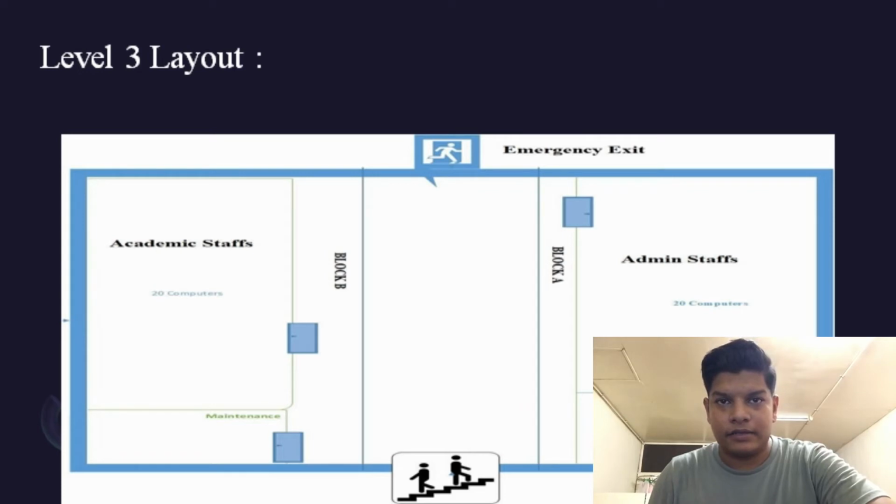Then, this design layout is for level 3. According to the figure, block A is for admin staff and block B is for academic staff. Each block has 20 computers. On the other hand, the server room is beside the admin staff block. In the middle of the building layout, there are stairs between the two blocks. There is also an emergency exit on this level as well.